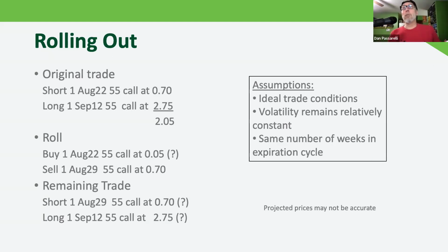So if it does work out perfectly and volatility remains pretty constant, implied volatility, and because these are weeklies, we have the same number of weeks in every expiration cycle. Well, or I guess that would only be for monthlies. Weeklies, doesn't matter. There's always 7 days in a week, right? They haven't changed that one on us yet.